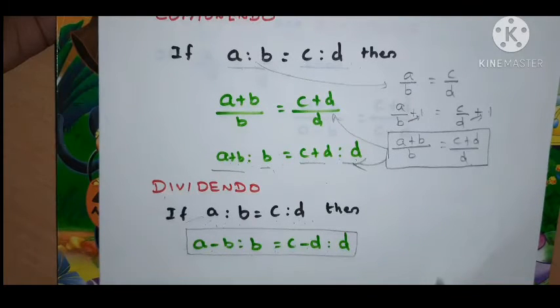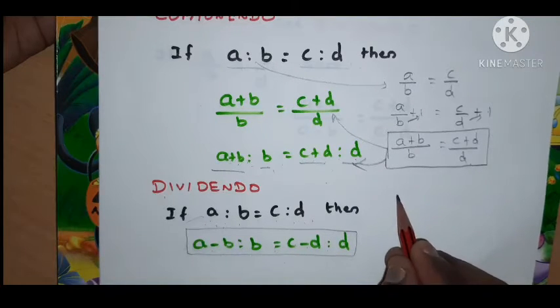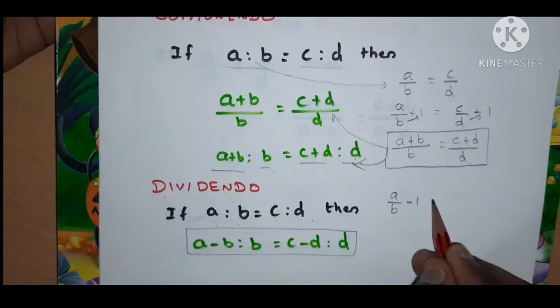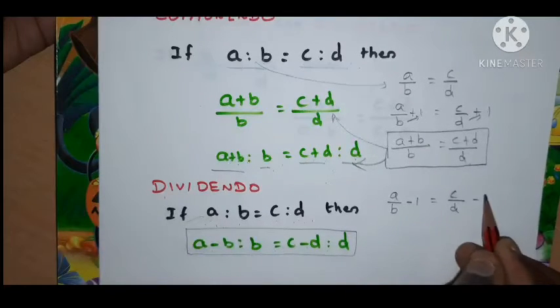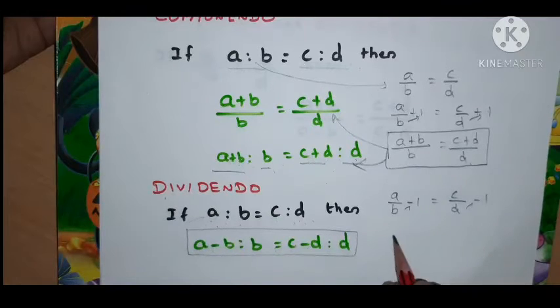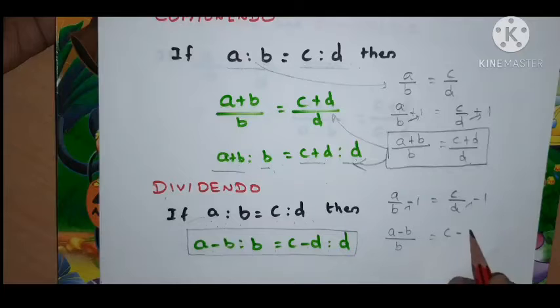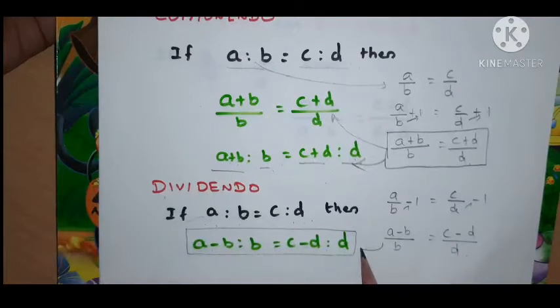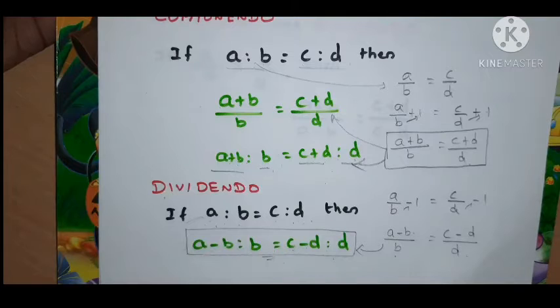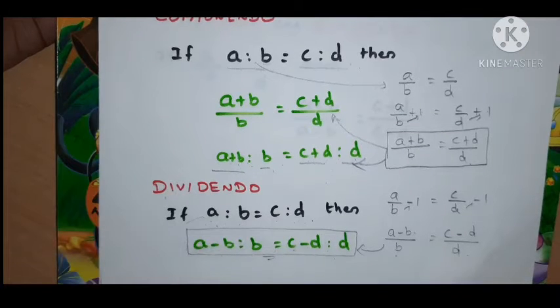How? In the sense, as with Componendo, here we are not going to add 1, instead we are going to subtract 1. So A by B minus 1 is equal to C by D minus 1. Now do the cross multiplication. So A minus B divided by B is equal to C minus D divided by D. Now we can write this in this form also: A minus B is to B is equal to C minus D is to D. So this is the property we call Dividendo.